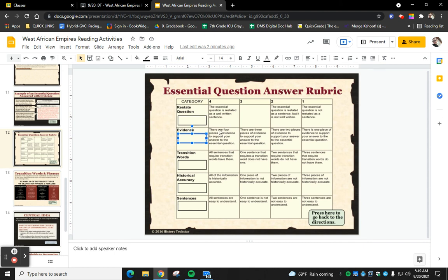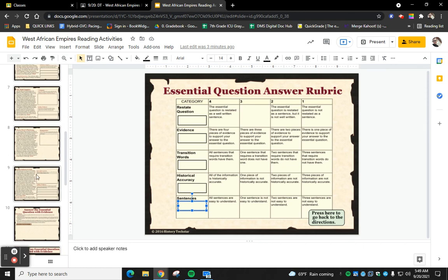Evidence. If you have 4 or more pieces of evidence to support your answer, you're getting a 4. 3, you're getting a 3. 2, 1, or 0. Transition words, if you've used them properly, if you've used as many as you need to, then you'll get a 4. Historical accuracy, meaning that you're actually using information from the slides, you get 4. Obviously, if more of it doesn't, then you're losing points. And then sentences, is it all easy to understand? Okay, it should be easy to get a full 20 points here.